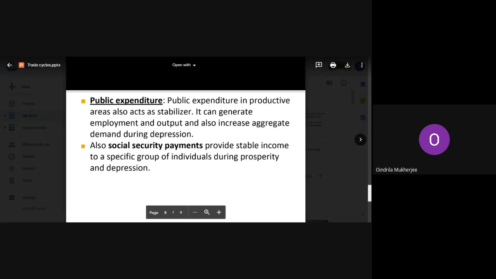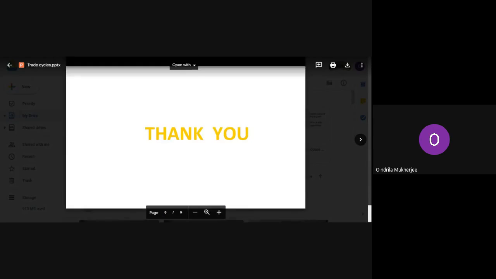As I said just now, pension benefits are provided by the government. Then provident fund, gratuity, all these benefits are provided by the government. In giving all these things, the government has to bear the expenses. So with the help of all these things, we can control the fluctuations of the business cycles, right?